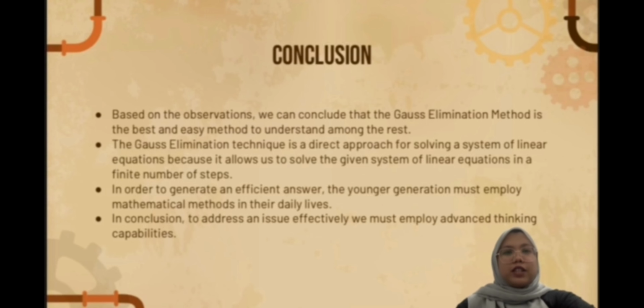The next part is the conclusion. Based on the observation, we can conclude that the Gauss elimination method is the best and easiest method to understand among the rest. The Gauss elimination technique is a direct approach for solving a system of linear equations because it allows us to solve the given system of linear equations in a finite number of steps.